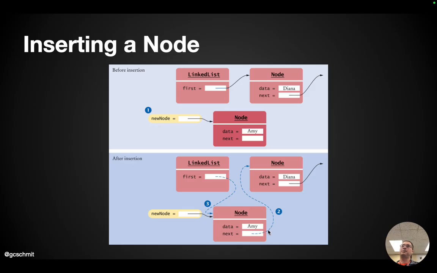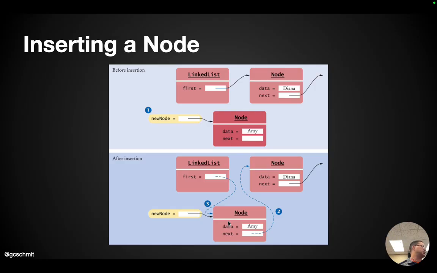The second step is we need to link this new node. So we'll have a variable called new node that refers to this node object. We have to link this new node to whatever is the current first node, and we can do that by setting next to reference the first node. That's step 2. Step 3 then is to change the linked list object such that first refers to the new node, because the new node is now the first node. And so we need to refer to that as we go.